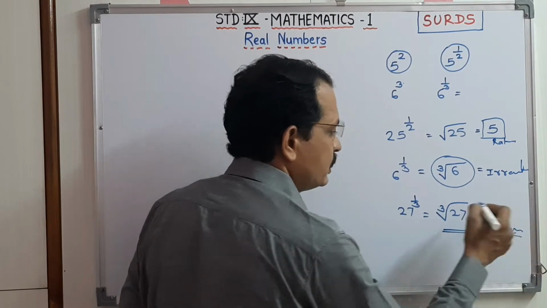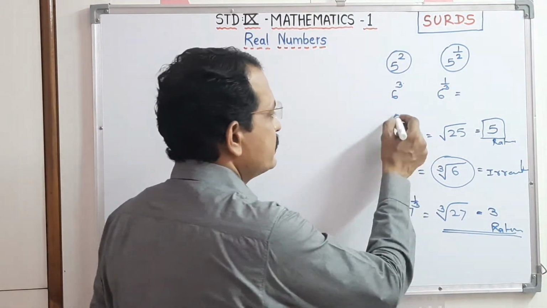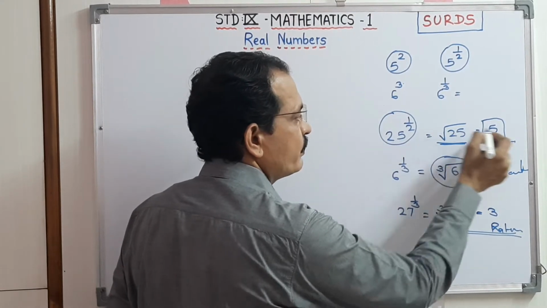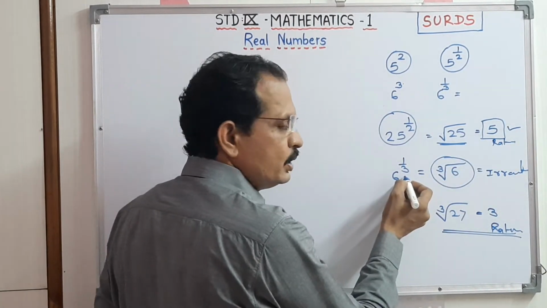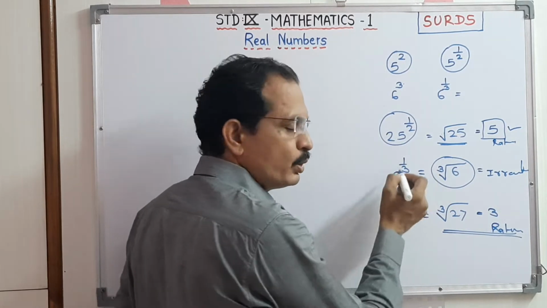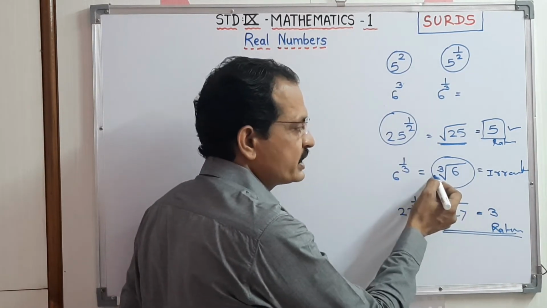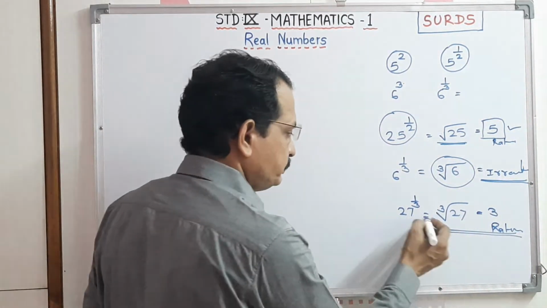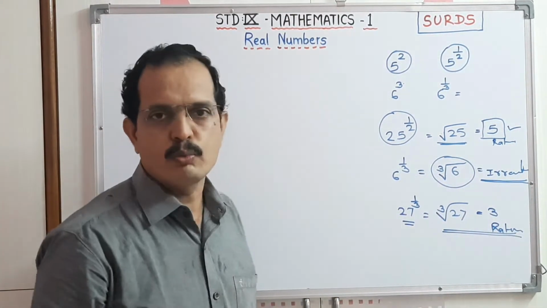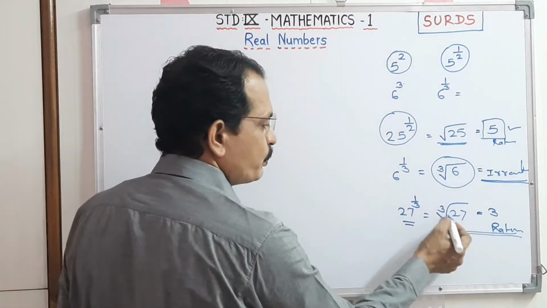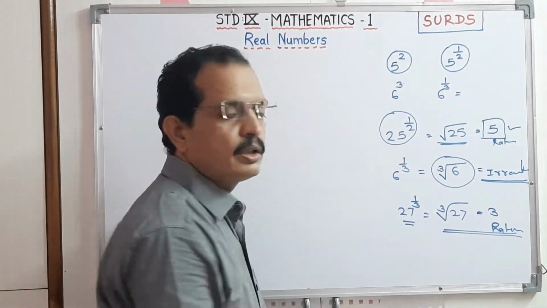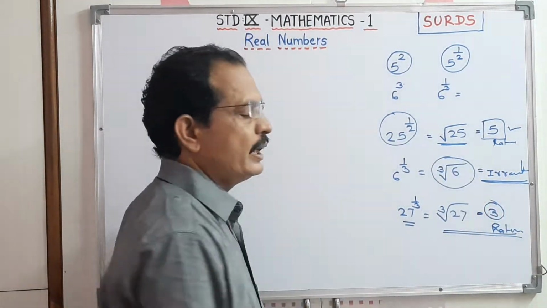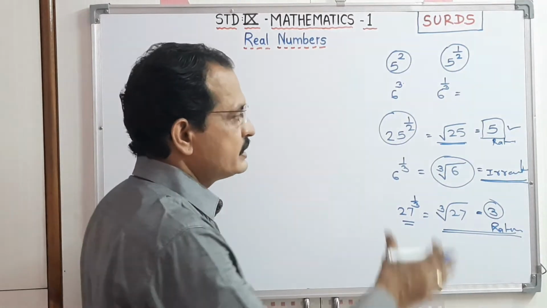Now dear students, all of you understand, this is the index form. We write it by using the symbol square root of 25 and it is 5. It is the cube root of 6 raised to 1 upon 3. That means it is the cube root of 6, and the cube root of 6 is an irrational number. Here we write 27 raised to 1 upon 3. That means it is the cube root of 27. We read it as the third root of 27 and therefore we get the answer 3, and 3 is a rational number. This is the basic.